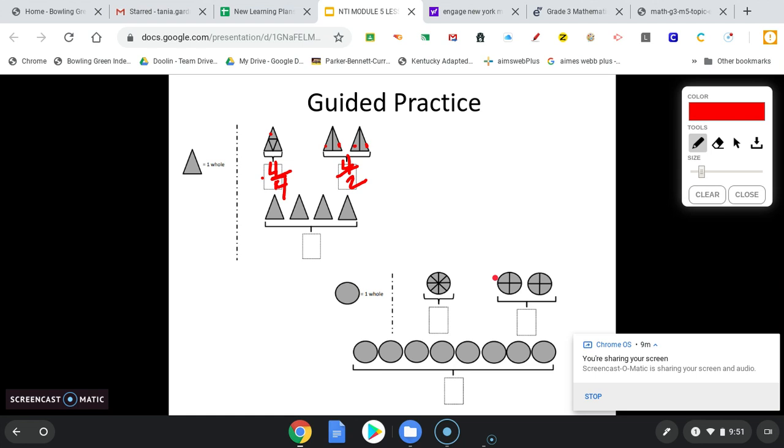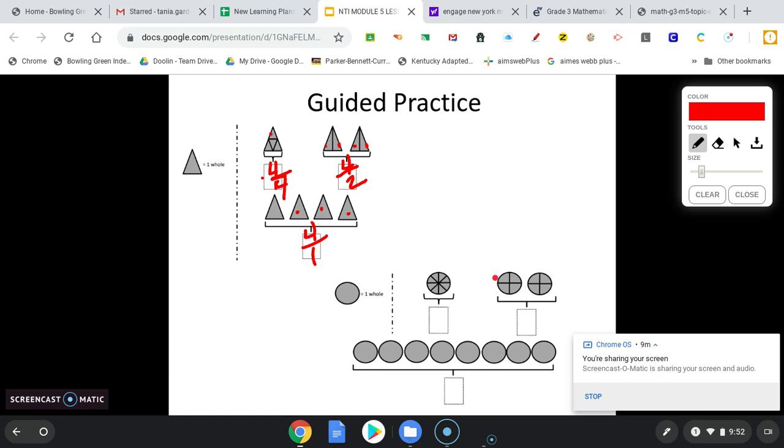Now this one is not partitioned at all. So we have 1 whole, 2 wholes, 3 wholes, 4 wholes. So we'd write 4 over 1 for 4 wholes. You'll need to remember this when you're doing your independent work. Okay, now let's look at the next one. Let's do this one together.